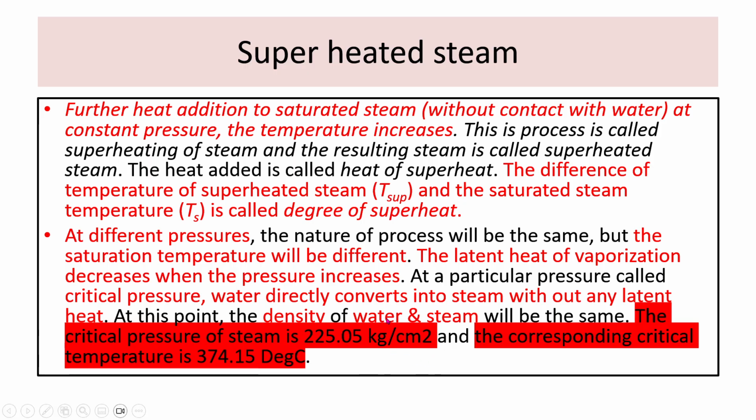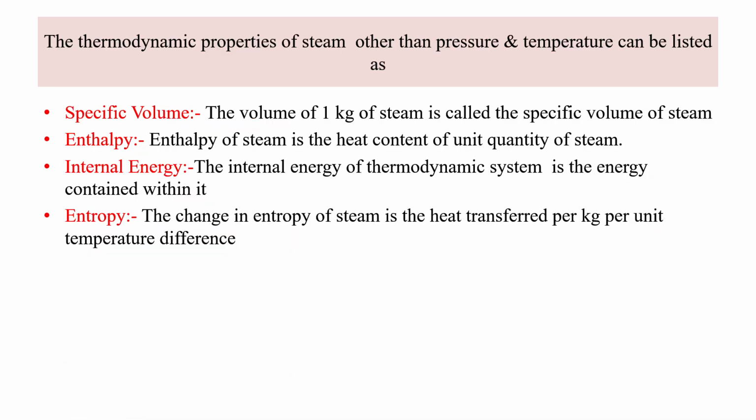At that particular position, the density of water and steam at this particular pressure and temperature will be the same. This point is called the critical point of water or steam, that is 225.05 kg per centimeter square, and temperature is 374.15 degree centigrade.